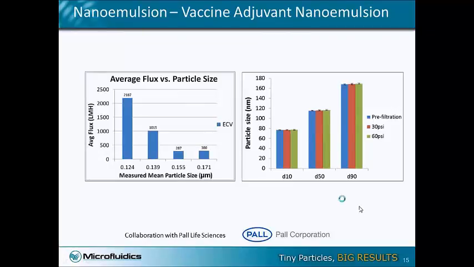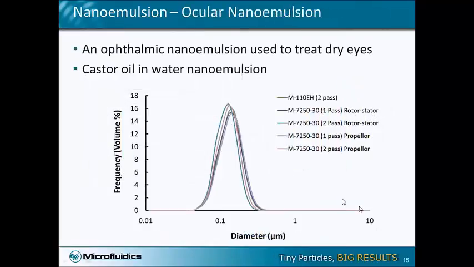Next example for nanoemulsion is actually our castor oil nanoemulsion used for ocular delivery. Again, this shows results from 2 different microfluidizers, the pilot scale and production scale. All results are really close. You can see the production scale actually gives slightly better results than the pilot scale.